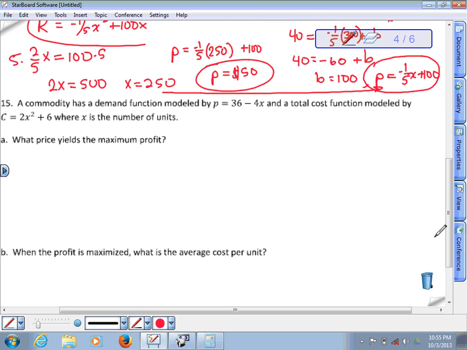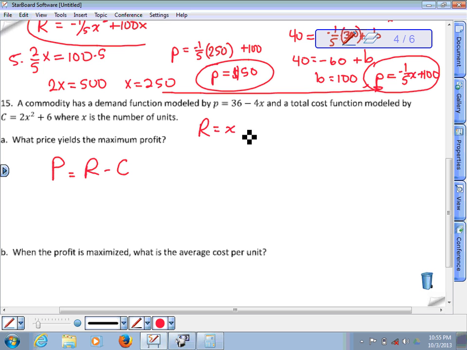Now, question 15, a little bit easier because the price function has been provided for us. The cost function is there. What price yields the maximum profit? Now, this is an uppercase P. Profit is equal to revenue minus cost.